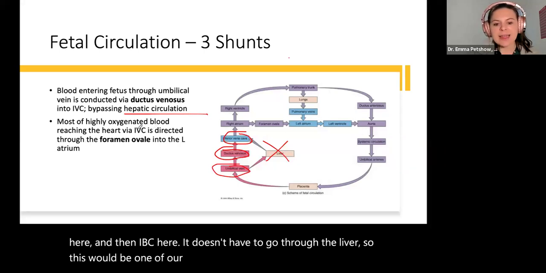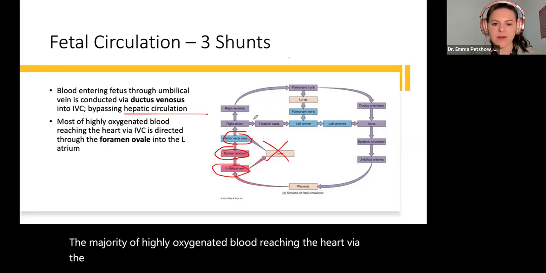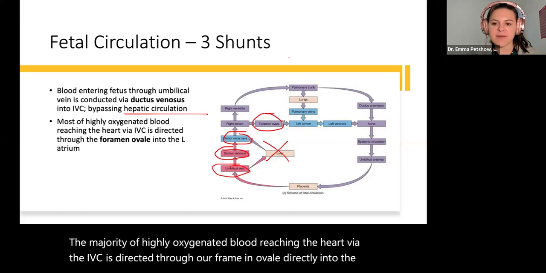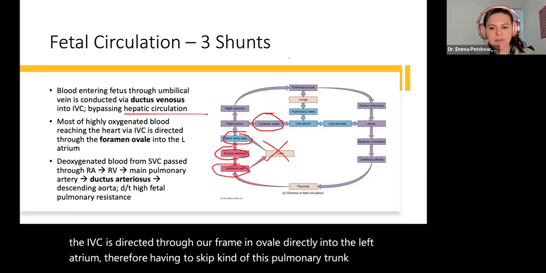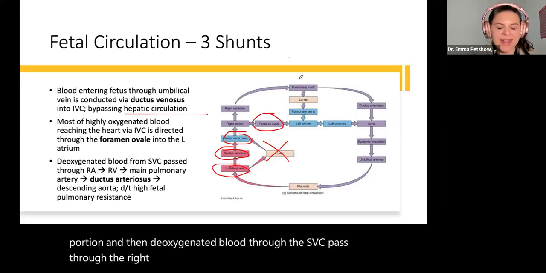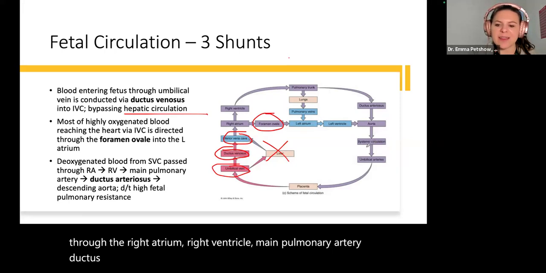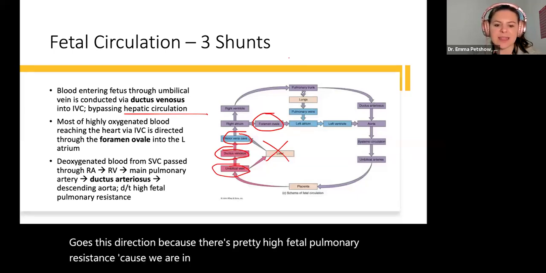The majority of highly oxygenated blood reaching the heart via the IVC is directed through our foramen ovale directly into the left atrium, therefore skipping this pulmonary trunk portion. And then deoxygenated blood through the SVC passes through the right atrium, right ventricle, main pulmonary artery, ductus arteriosus, and descending aorta. It goes this direction because there's pretty high fetal pulmonary resistance, because we are in a liquid environment. We're not breathing into air.